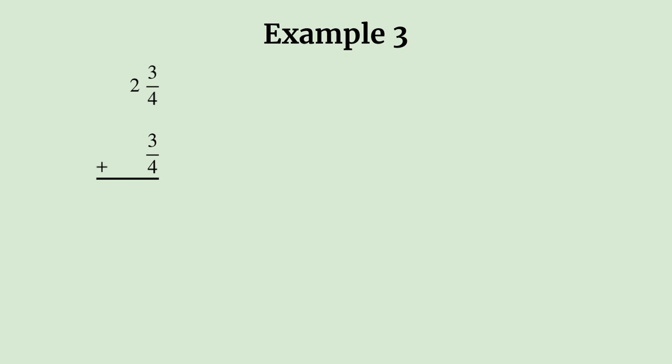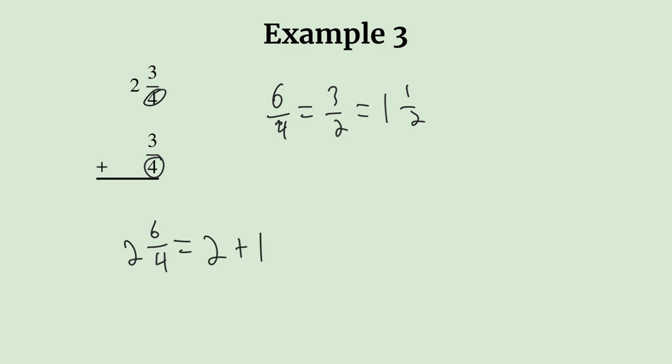Here we've got 2 and 3/4 plus 3/4, same denominator, so we get 2 and 6/4, which 6/4 reduces to 3/2. We can go ahead and take care of that now, which would be 1 and 1/2. So that would be 2 plus 1 and 1/2 equals 3 and 1/2.